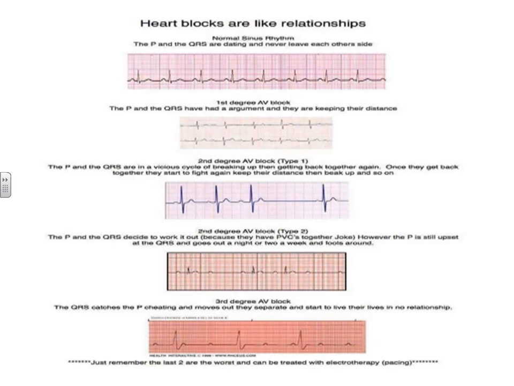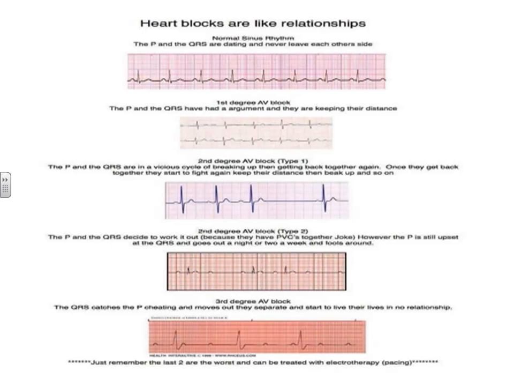Yep. So heart blocks are like relationships, and try to remember little quirky things to help you remember. All right? Everybody was expecting me to kick up when we talked about the atrial kick, right? Little quirky things to help you remember. First degree AV block, the P and the QRS, they're married, they have an argument, and they're keeping their distance, but they're still married, right?